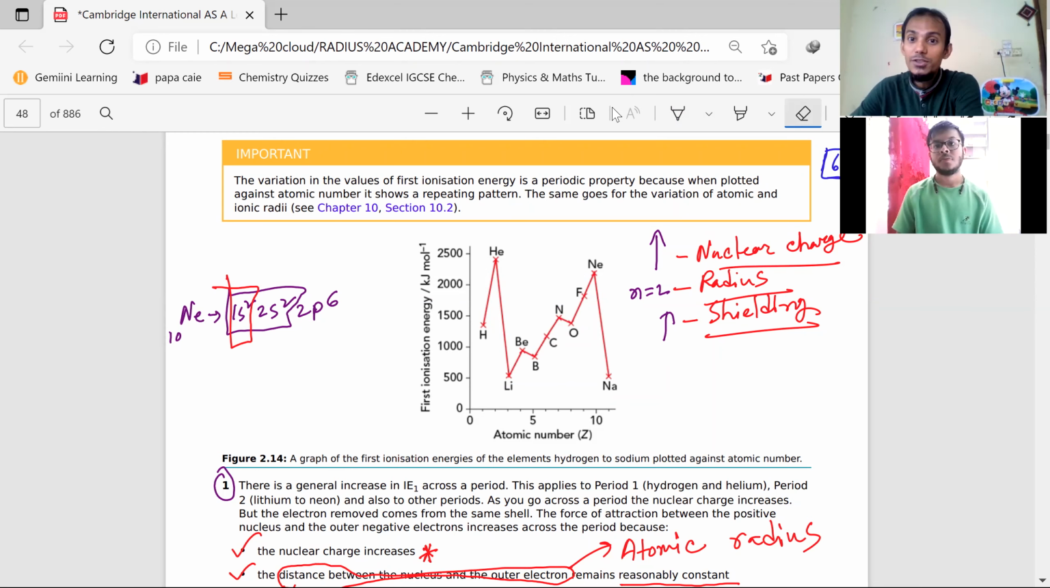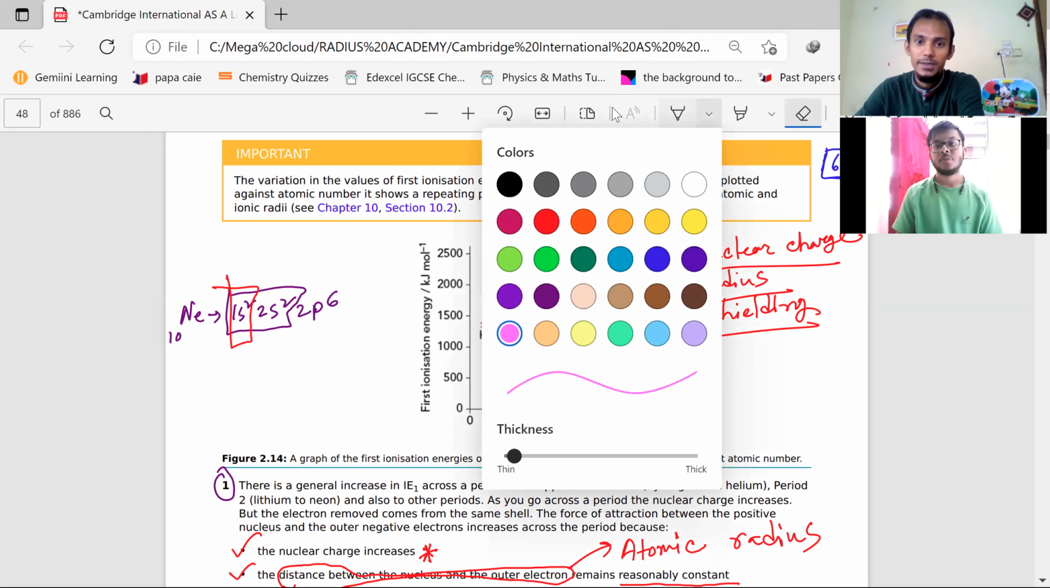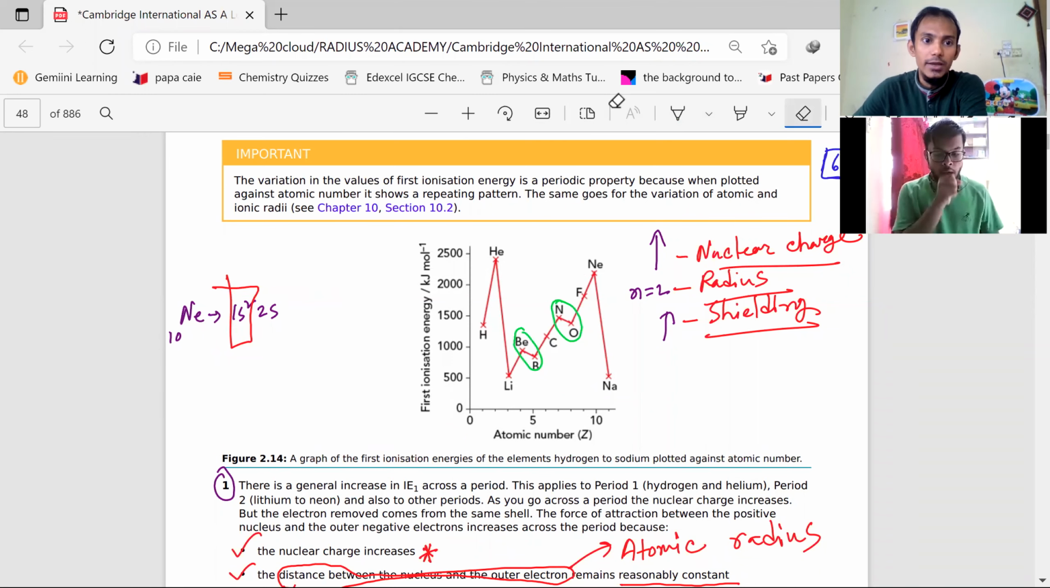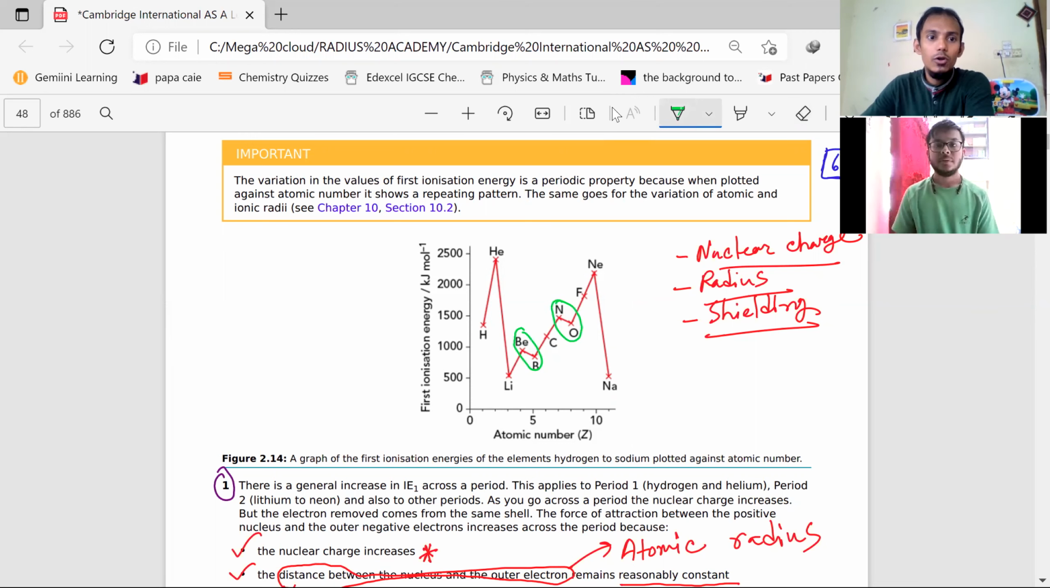So that is done. Now they will just explain the discrepancies, and the whole graph will be explained. So beryllium to boron, why is there a small drop, and nitrogen to oxygen, why is there a small drop. Let me explain and then we will check what they said. First, beryllium to boron, why is there a small drop? Let us start.